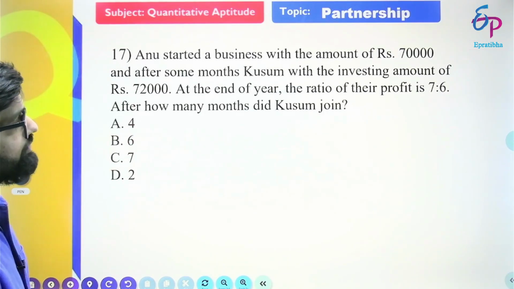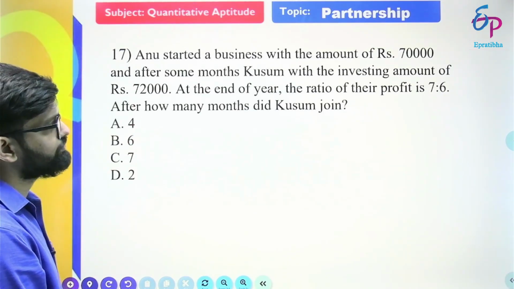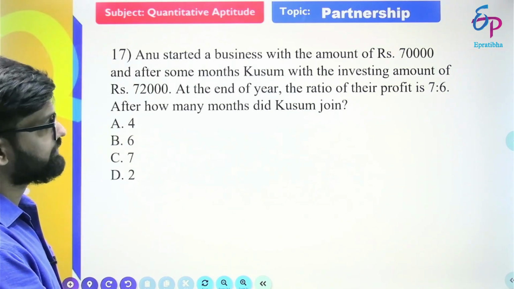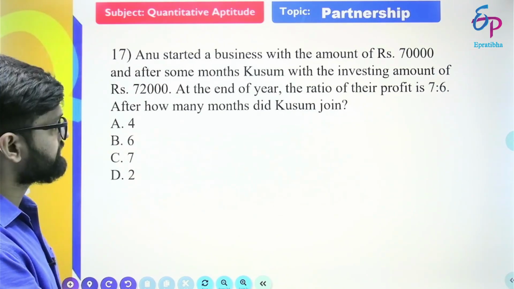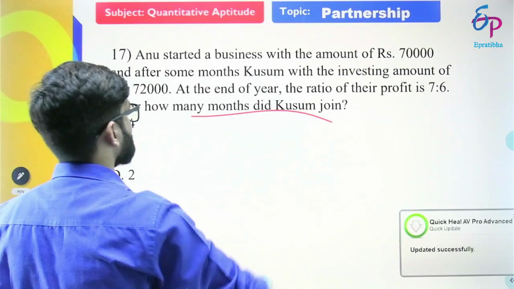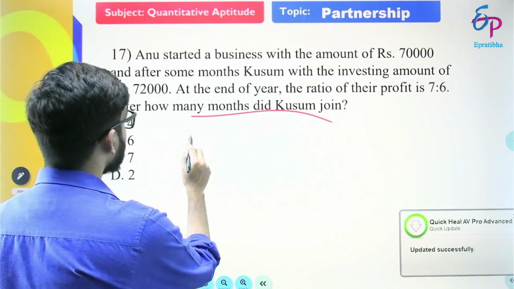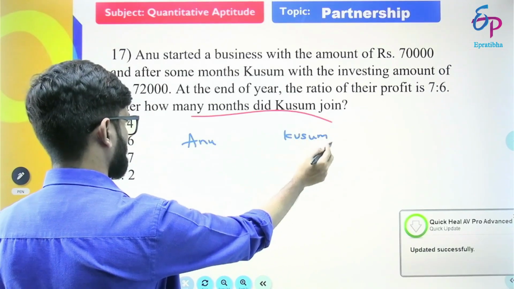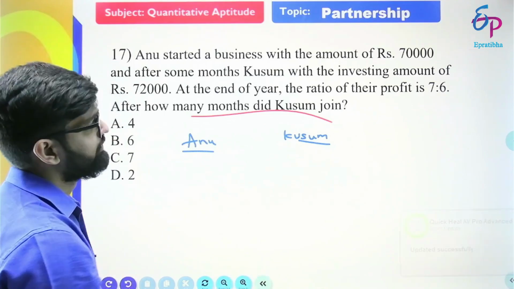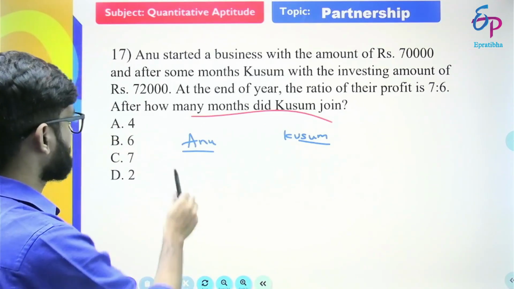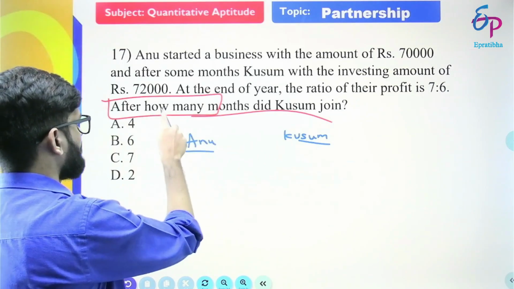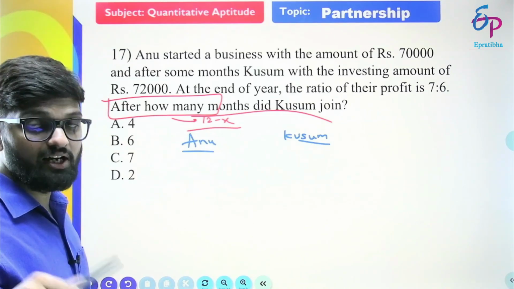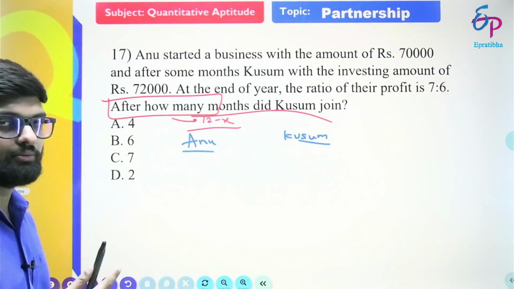Anu started a business with the amount of 70,000 and after some months Kusum joined with an investing amount of 72,000. At the end of the year, the ratio between the profits is 7 is to 6. How many months after did Kusum join? Okay. There is Anu and there is Kusum. Profit ratio they have already given. But how many months after? So you have to go for 12 minus x. For how many months means it is x. After how many months means your answer you have to take as 12 minus x.